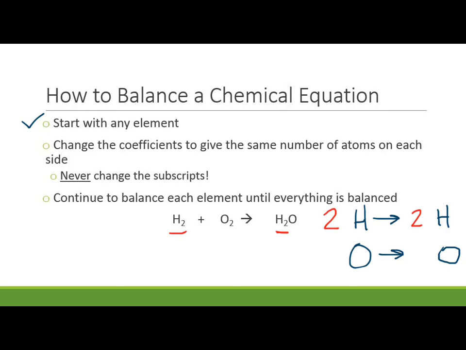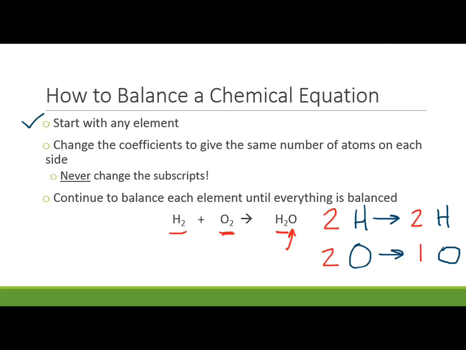Now I need to go on to the next element. So notice that I have 2 oxygens on the left hand side of my reaction arrow, and I only have 1 over here on the right hand side. Because remember, since there is no subscript there, it's implied that it's just a 1. So I only have 1 oxygen on the right hand side. So this is not a balanced equation. So I need to do something about this, right? So what can I do to give myself 2 oxygens there?